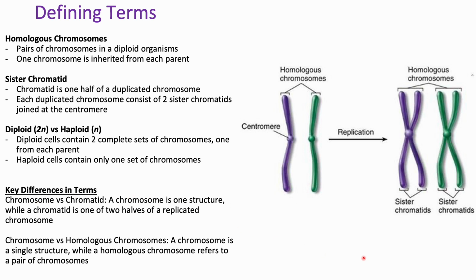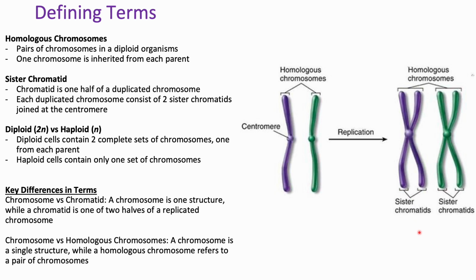The key difference in terms, because we're going to be using these throughout this video, is chromosome versus chromatid. The chromosome is a single structure, while the chromatid could be one of the two halves of a replicated chromosome. So you can see that here, these are sister chromatids, whereas each one of these is a chromosome as a whole.